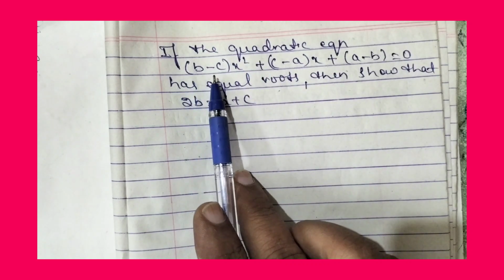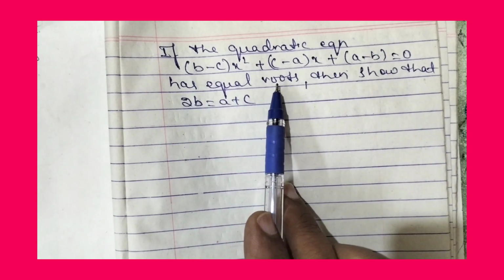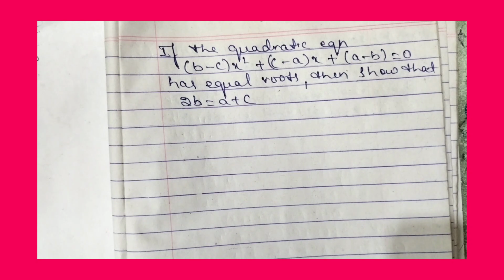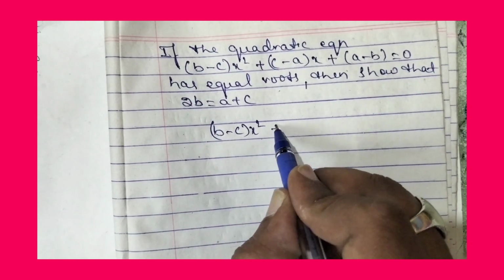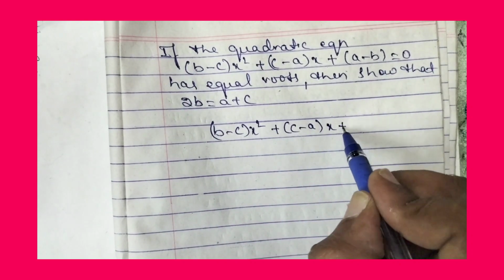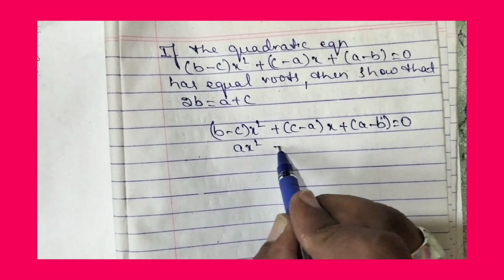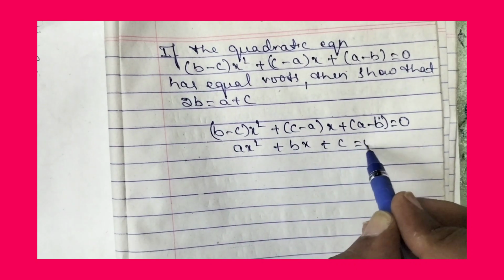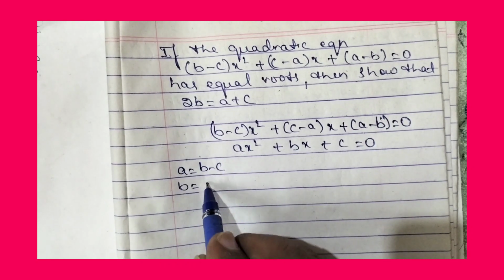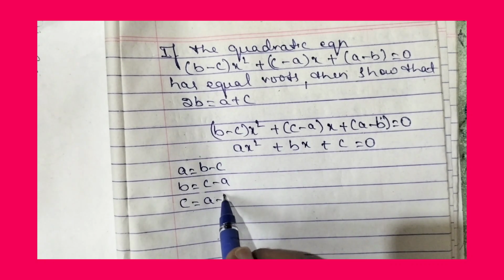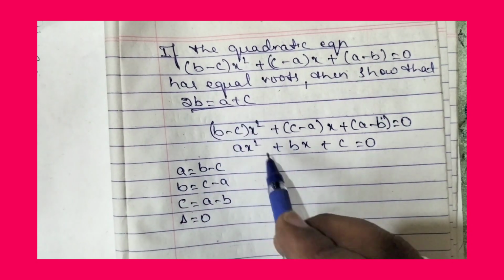If the quadratic equation b minus c into x square plus c minus a into x plus a minus b is equal to 0 has equal roots, then show that 2b is equal to a plus c. So now let us take the equation b minus c into x square plus c minus a into x plus a minus b is equal to 0. Compared to the standard form ax square plus bx plus c is equal to 0, a is equal to b minus c, b is equal to c minus a, and c is equal to a minus b. Condition: roots are equal, therefore delta is equal to 0. So we have to show that 2b is equal to a plus c.